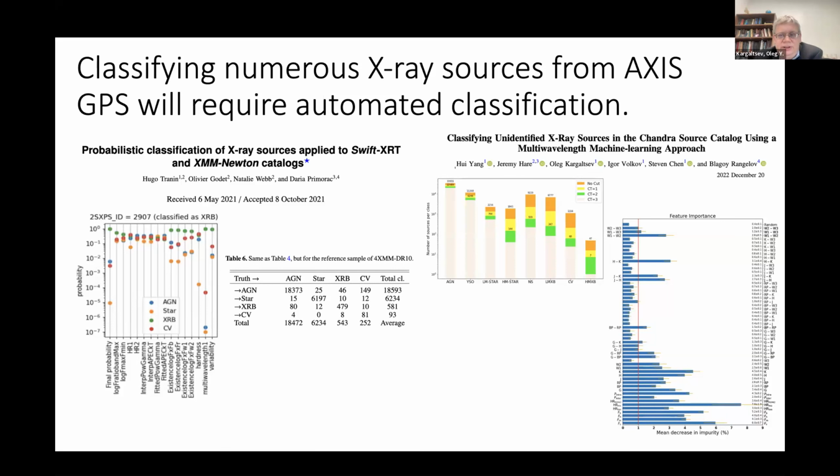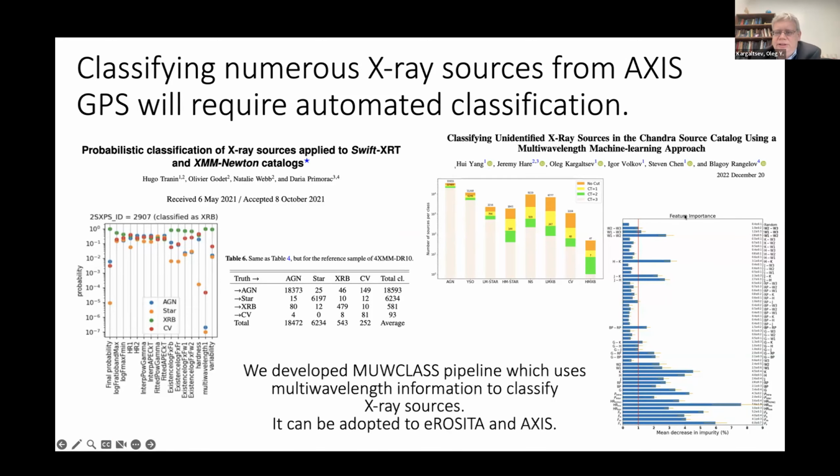And recently there were efforts, and I'm part of one of those efforts, to do what's called machine learning classification of X-ray sources. On the left-hand side, you can see work done by a European group for the XMM and Swift catalogs, and on the right-hand side is our work with the MAV class pipeline that we developed in our group. This was focusing on the Chandra Source Catalog. It is a recent paper led by Hui Yang, who is here in the audience.